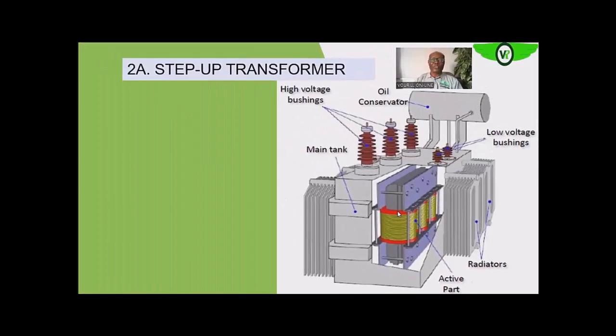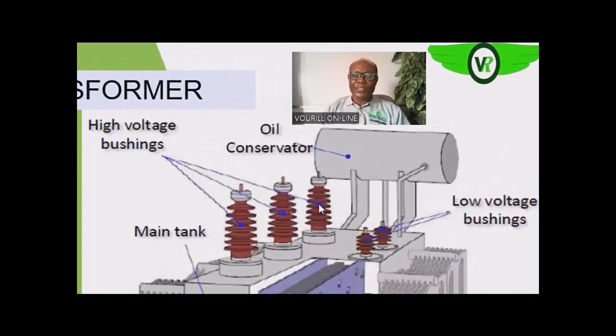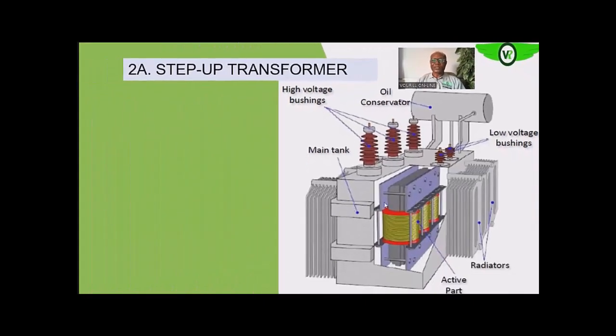But for the transformer to function properly, there are other parts also in the transformer. We have the connection bushings. Since it's a step-up transformer, these are the high voltage bushings, and these are the low voltage bushings. On top of the tank is what is covering the main active part of the transformer, the transformer windings. You also see that we have a radiator-like structure on or around the tank. These are meant for cooling the transformer.